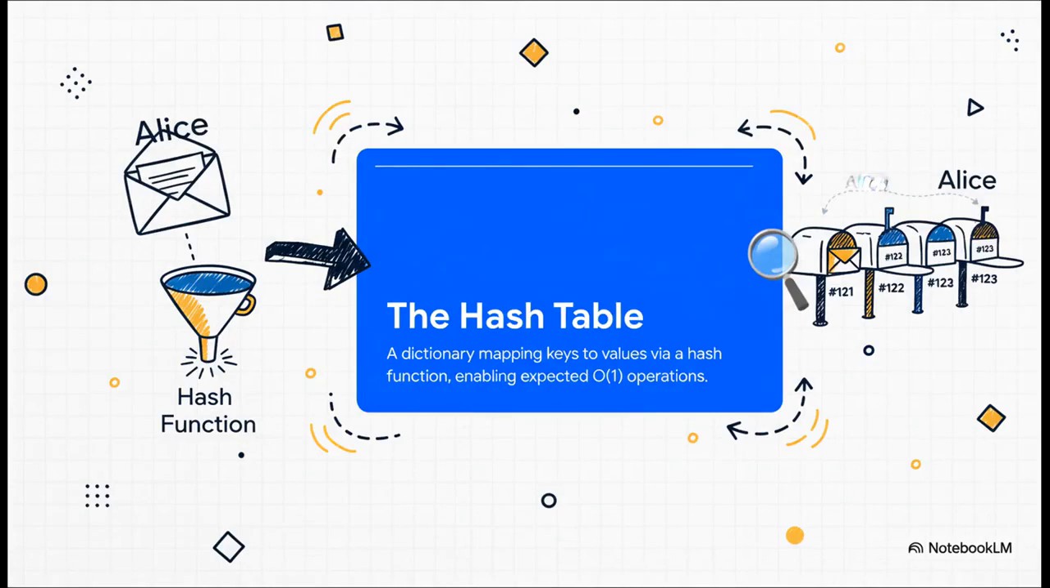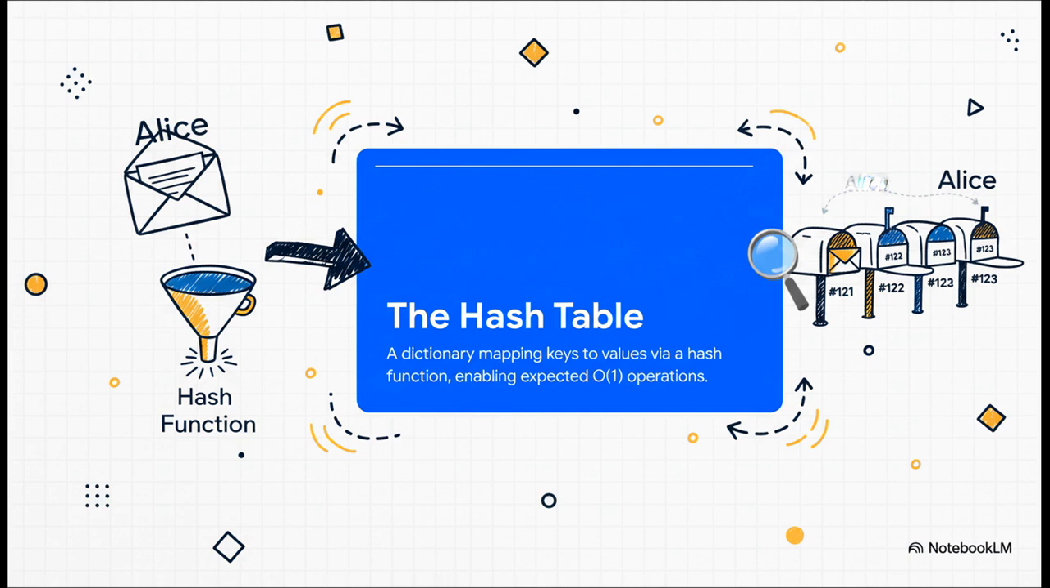The answer is the incredibly powerful and versatile hash table. It uses a special function, a hash function, to turn a key, like the name Alice, into a specific address, like mailbox number 123. So instead of searching through everything, the computer just does a quick calculation and goes straight to the right spot.